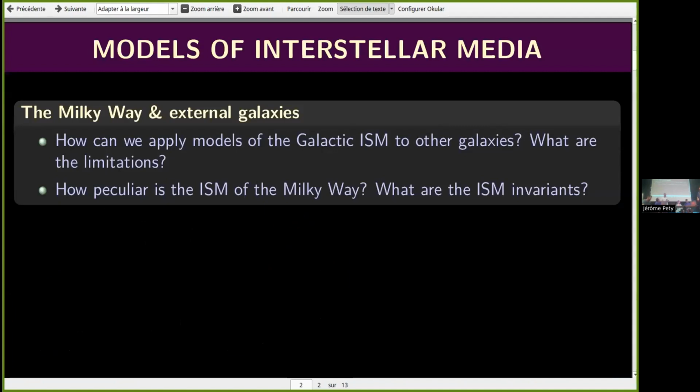The first series are really questions about models of the interstellar medium. And the first one concerns the center of this summer school, which is the comparison of the Milky Way and external galaxies. So the first question that we would like you to discuss is: how can we apply models of the galactic ISM to other galaxies? And eventually, what are the limitations of this approach? We can start with that. Does anyone want to start?